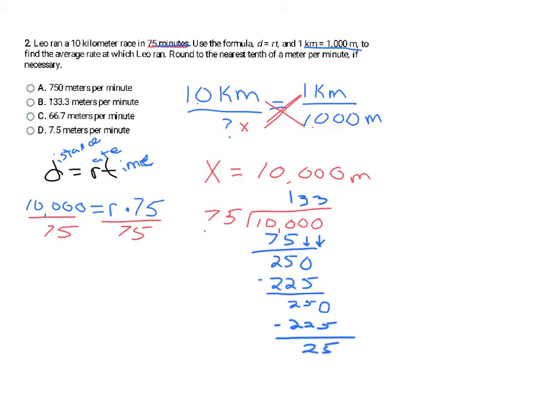It wants the nearest tenth, so I need to go out 1 decimal. So add in my decimal, bring in another 0, bring that down, and then it's going to go in 3 times, and then it's going to be that same minus. And then this is going to be my answer, which is B. Because remember, you have to be able to do the long division because you can't use a calculator on your test.